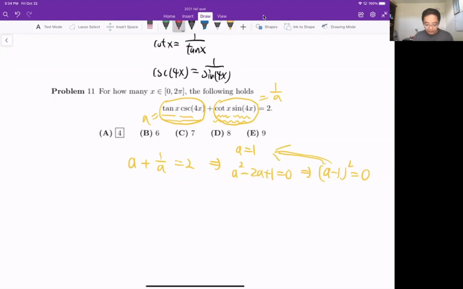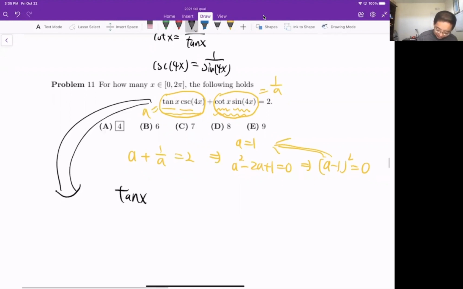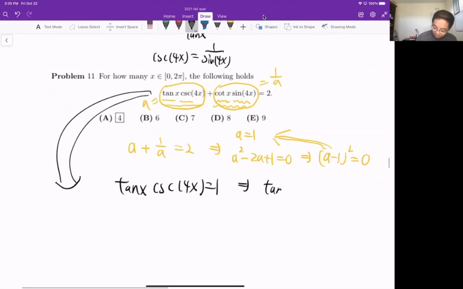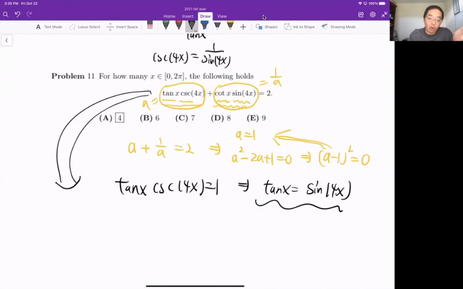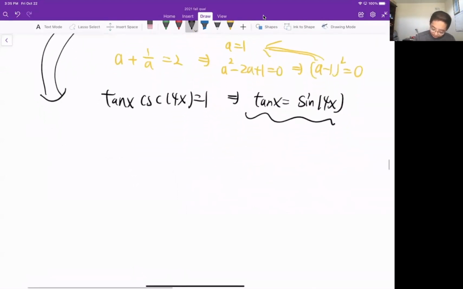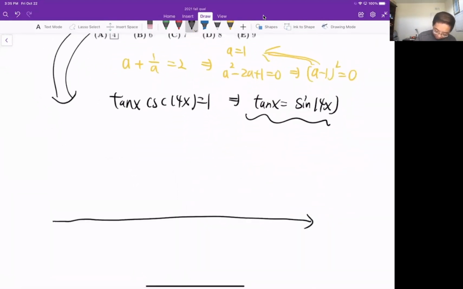Accordingly, the equation reduces to tangent x times cosecant 4x equals 1. This says tangent x equals, since this is 1 over sine, sine 4x. So basically it reduces to solving the equation tangent x equals sine 4x. For things like this, a very useful tool is to draw the graphs of tangent x and sine 4x, and then we compute the number of intersections. Okay, let's do it.